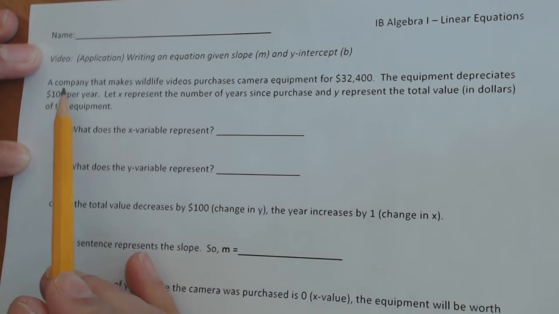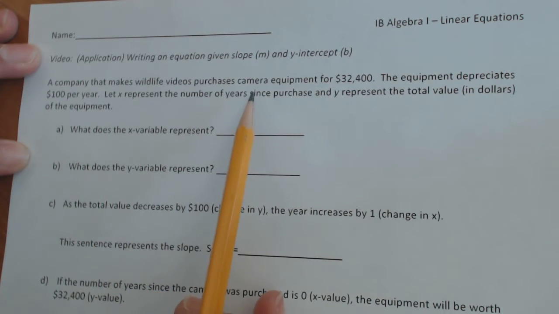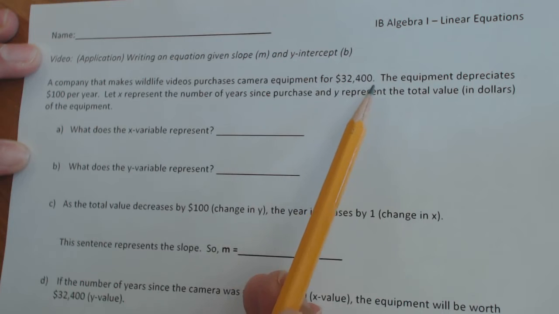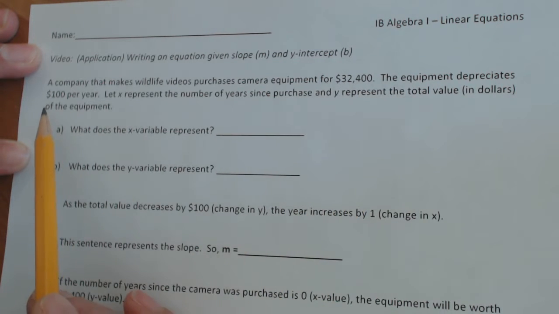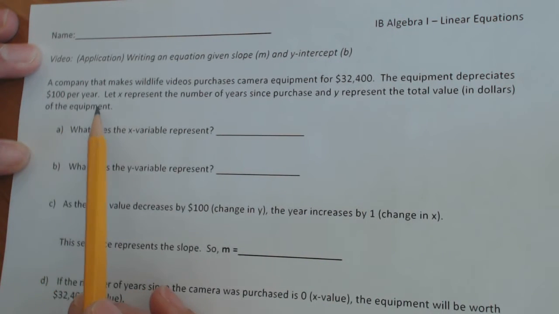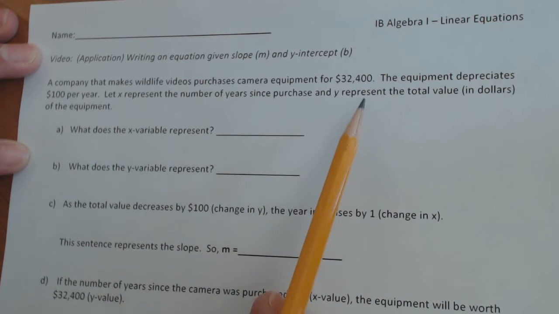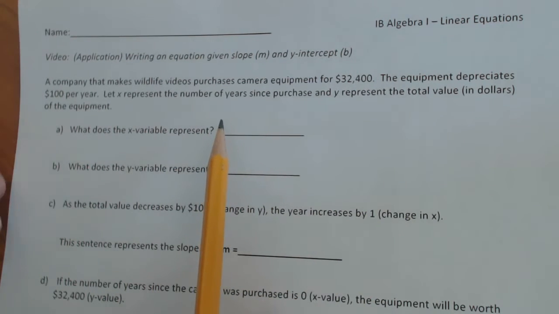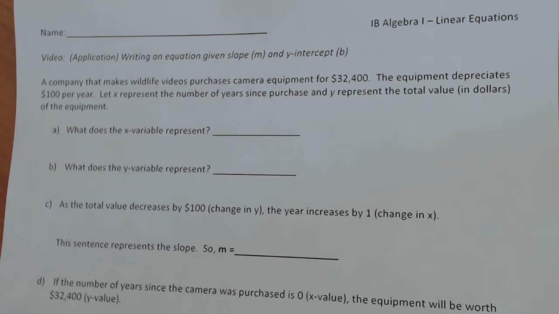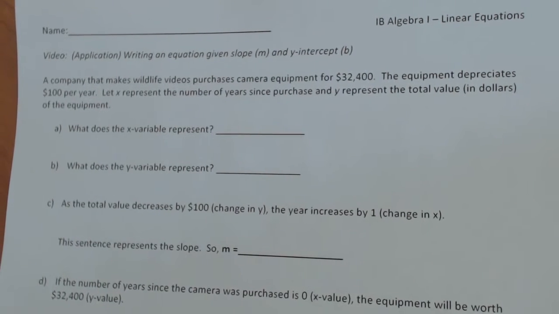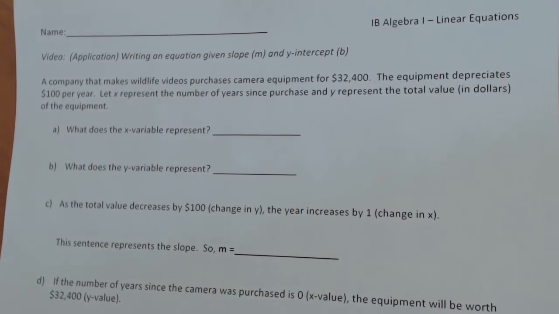Let's read the situation. A company that makes wildlife videos purchases camera equipment for $32,400. The equipment depreciates $100 per year. The X represents the number of years since purchase and Y represents the total value in dollars. So the first thing that we have to do, then that we always do, is define our variables.